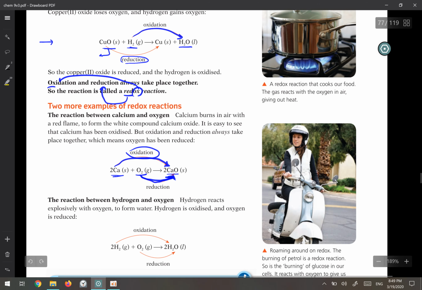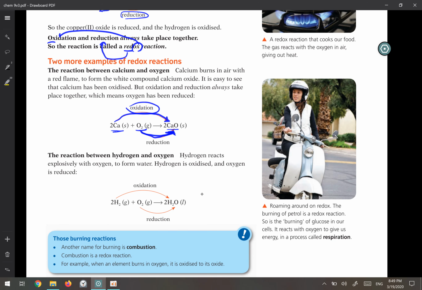Okay, let's go to the next example. The reaction of the hydrogen with oxygen produces water. So what happens to the hydrogen here? It has gained the oxygen and becomes H2O. So converting H2 to H2O is an oxidation reaction. We must have reduction, so O2 converting to H2O is reduction. What happens to O2? It has gained the hydrogen. If you remember, another definition for reduction is gaining hydrogen. So here the oxygen is reduced and the hydrogen is oxidized.